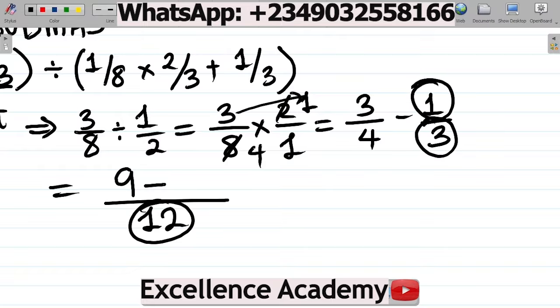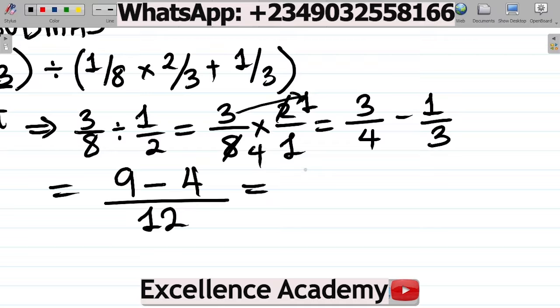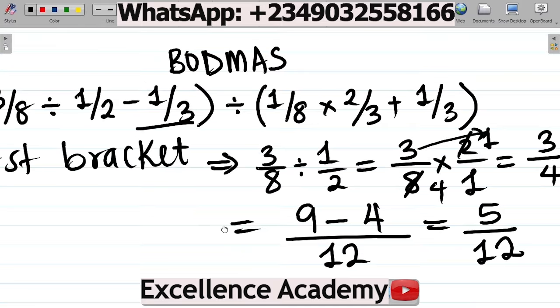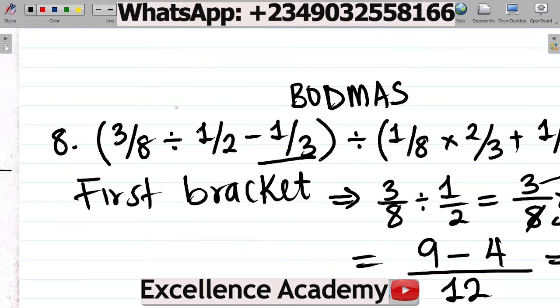4 times numerator, 4 times 1, that gives you 4. So I have 9 minus 4, which is 5 over 12. So the first thing you have there is 5 over 12. So the first bracket there, all of this gives you 5 over 12. Let's note this. So 5 over 12 divided by, let's see, second bracket.